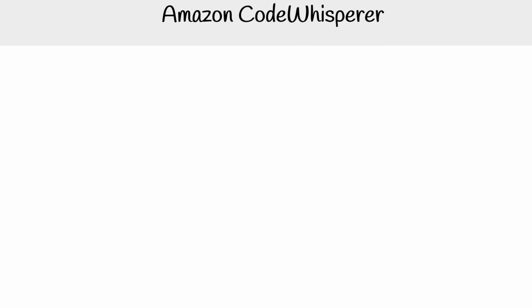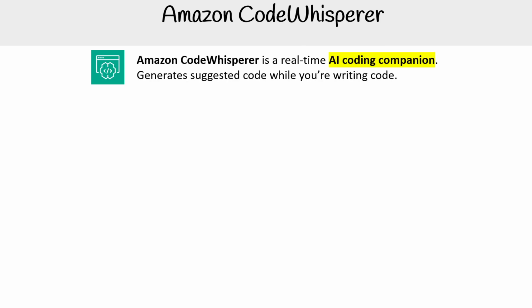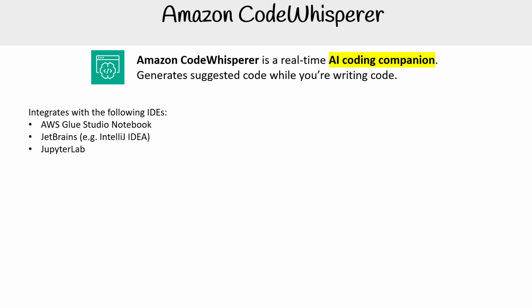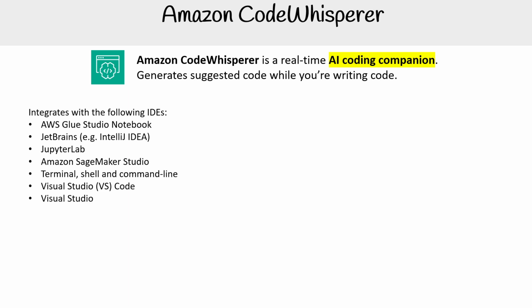Hey, it's Andrew Brown, and we are taking a look at Amazon CodeWhisperer. It's a real-time AI coding companion that will create suggested code while you're writing code. It integrates with the following IDEs: AWS Glue Studio Notebooks, JetBrains, JupyterLab, SageMaker Studio, Terminal Shell, Command Line, Visual Studio Code, and Visual Studio.